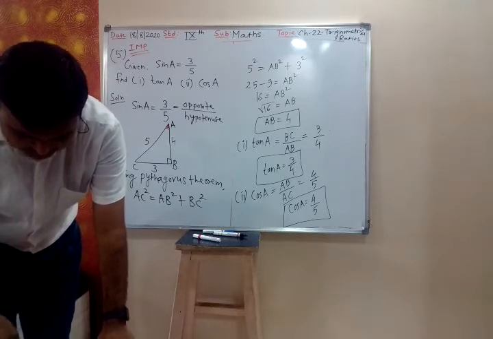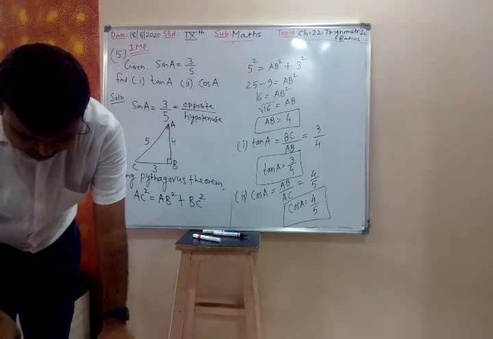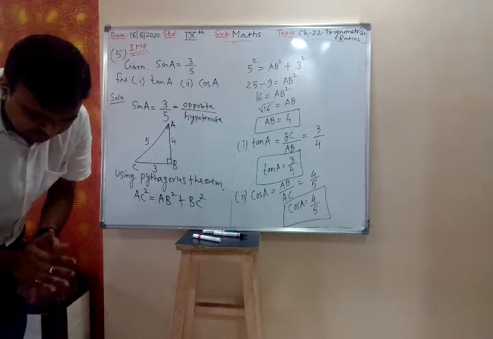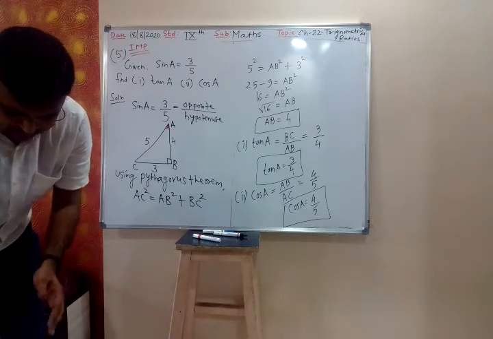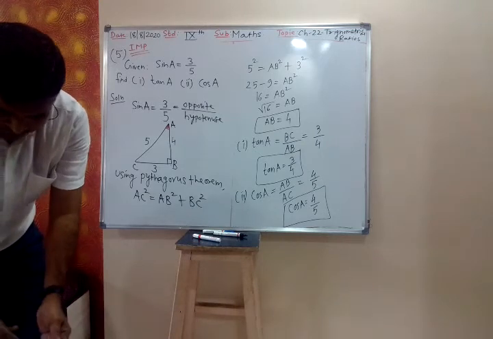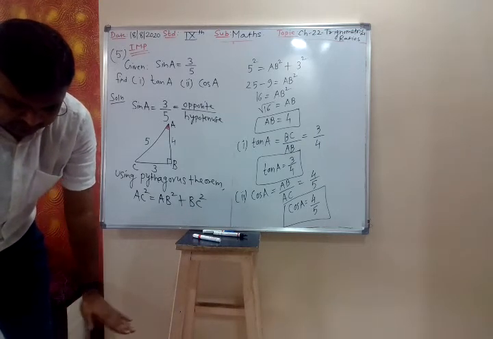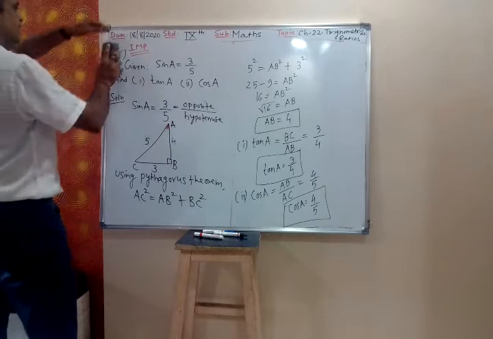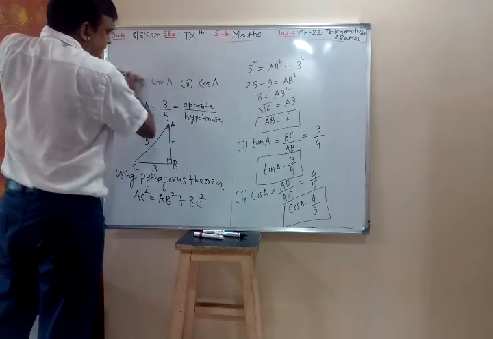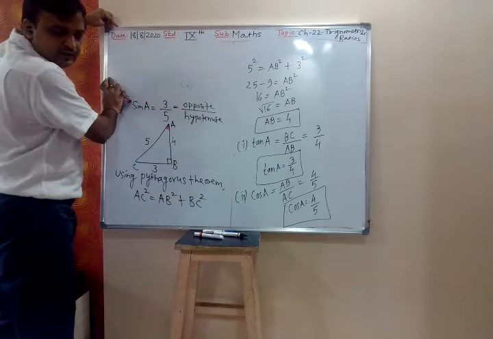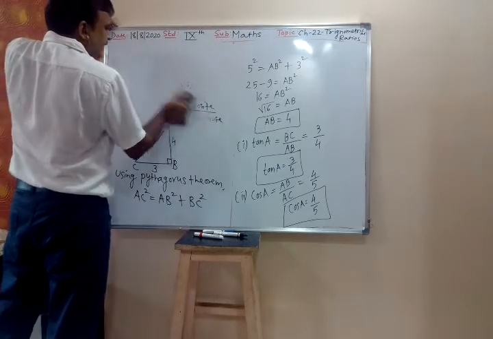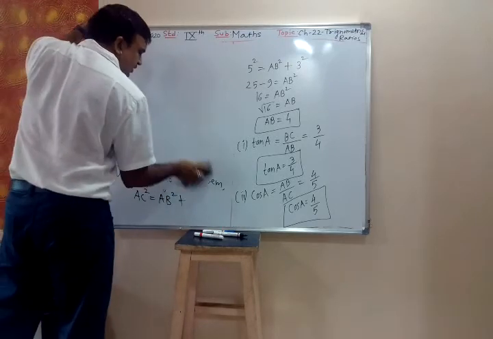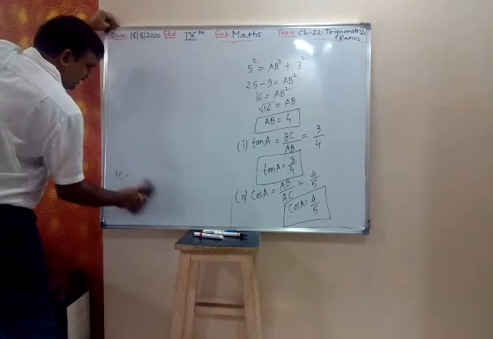The 7th one is the same. Cos A is given as 5/13. So you will draw the diagram. The 7th one, you are given cos A as 5/13, instead of sin A. Now it is given cos A. Cos A will be adjacent upon hypotenuse.